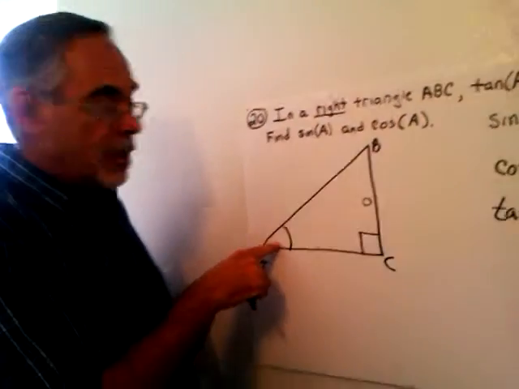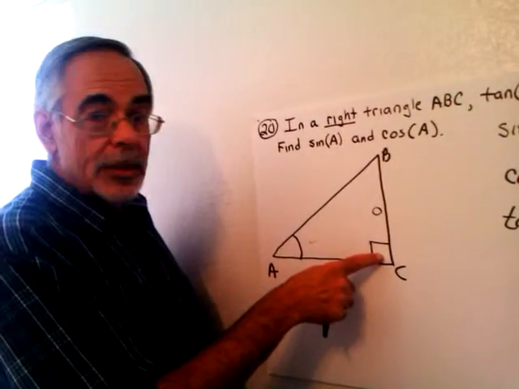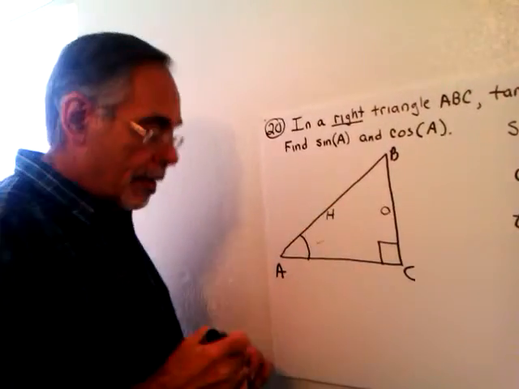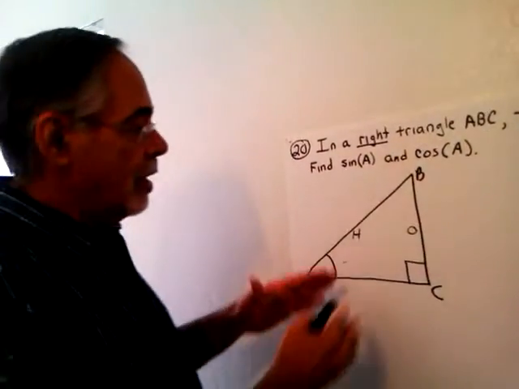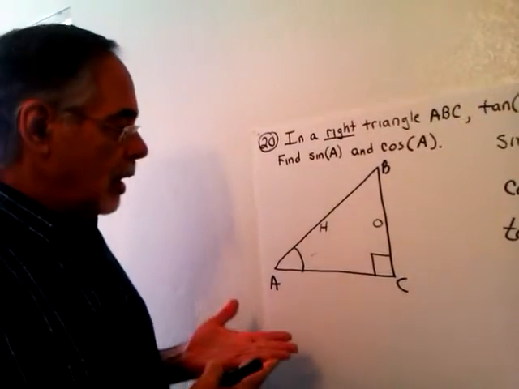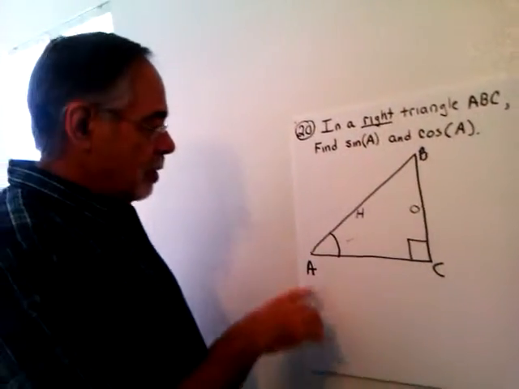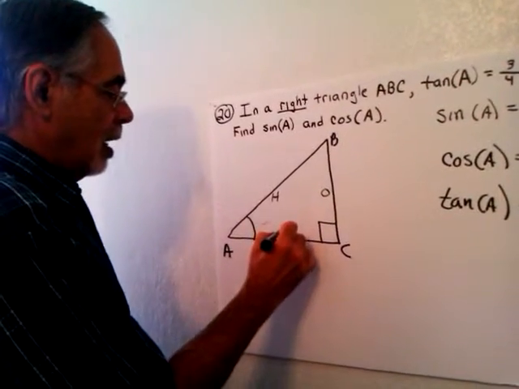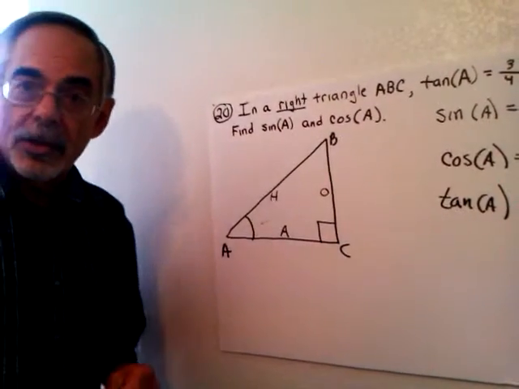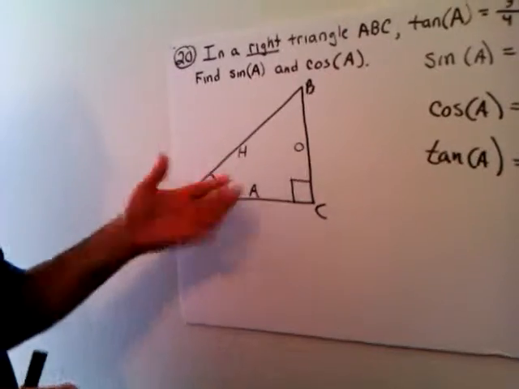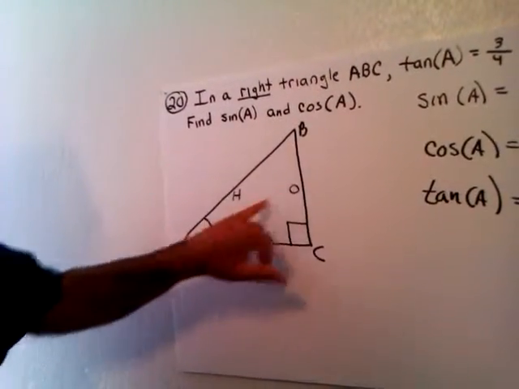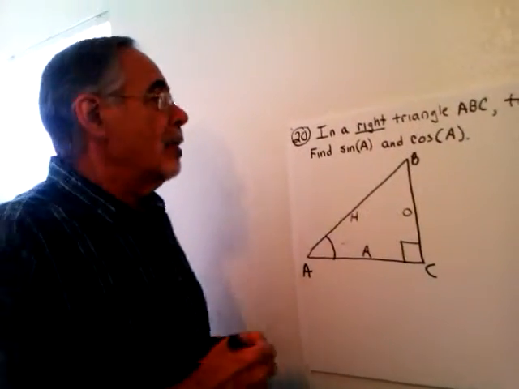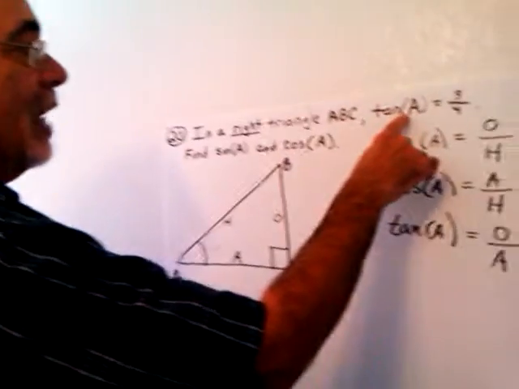The next step should be to label the side opposite the 90-degree angle as the hypotenuse. And we want to remember that the hypotenuse is always the side opposite the 90-degree angle. Now, by the process of elimination, the remaining side must be the adjacent side. I always find it easy to locate the adjacent side by simply using the process of elimination after you've labeled the opposite and hypotenuse.